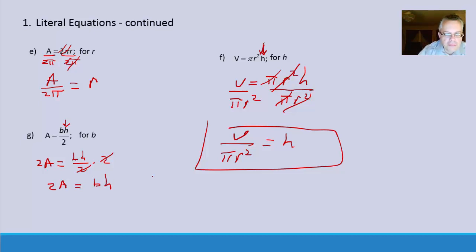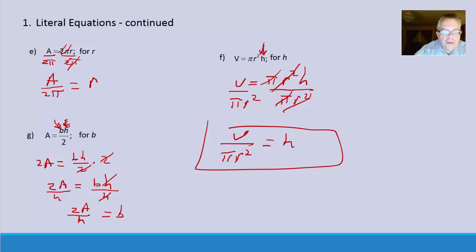We want to solve for b. I was lying earlier. It's b we want to solve for. So I don't know what I was thinking about. This is the one we want to solve for, b. Okay, well, we can do that. We can divide by h. So 2a divided by h equals, well, the h's cancel, b. And that's our formula. 2a divided by h.